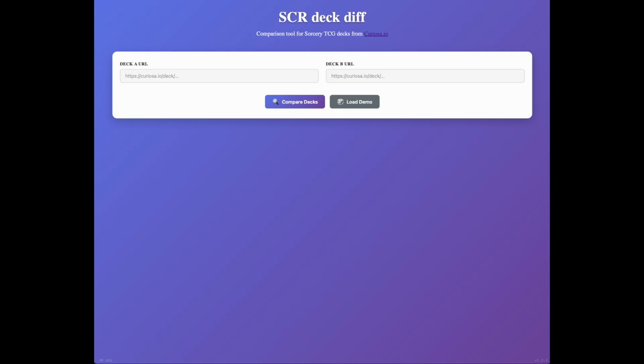The tool is live at sorcerydeckdiff.com, and all you need to do is copy-paste two Curiosa deck URLs into the Deck A and Deck B prompts, hit Compare Decks, and you'll see a visual representation of the two. This was made to help in deck building for comparing two versions of a deck, or if you're just curious as to how similar two different decks are.